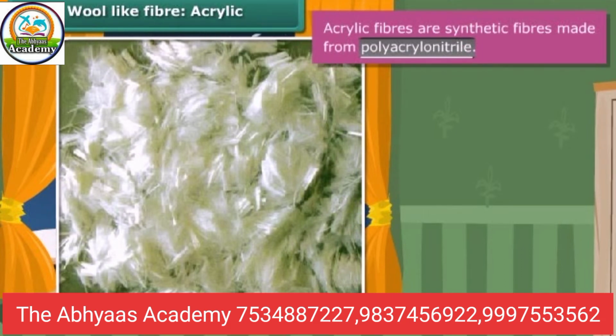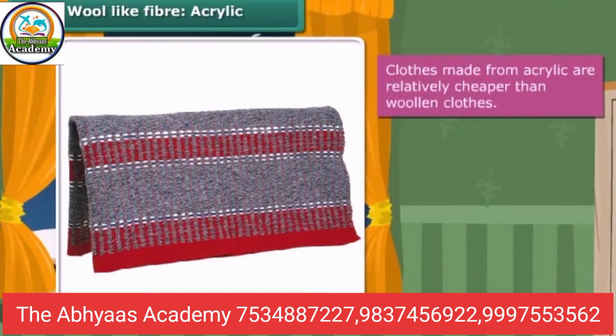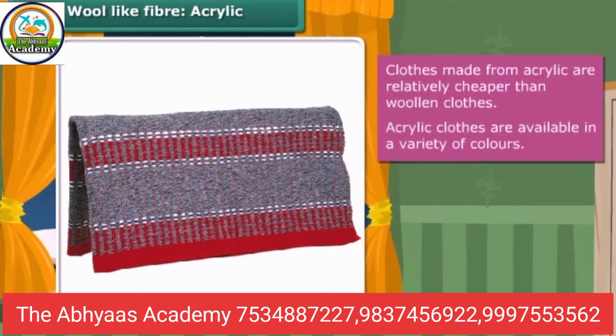Can you think of any advantage of acrylic fiber over wool? The wool obtained from natural resources is quite expensive, whereas clothes made from acrylic are relatively cheaper. Besides this, they are available in a variety of colors. The disadvantages are that the acrylic tends to fuzz easily and that it does not insulate the wearer as well as wool or cashmere.